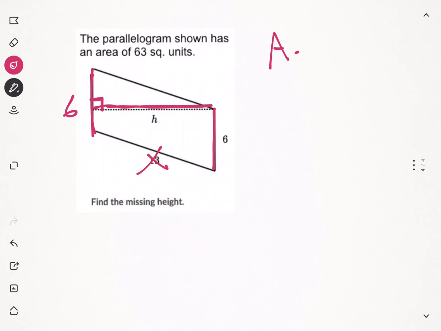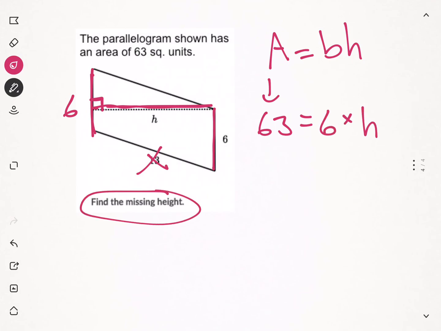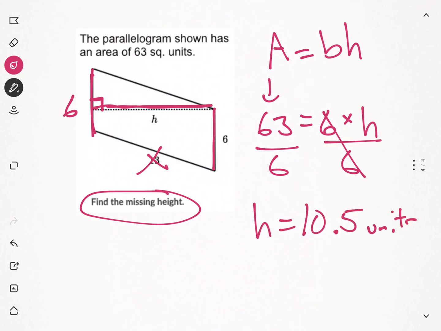We start with our formula, area equals base times height. The area is 63. The base is 6 times the height we don't know. We're finding the missing height. We divide both sides by 6. And we get that the height is 10.5 units.